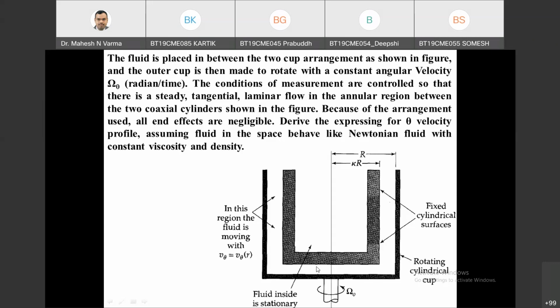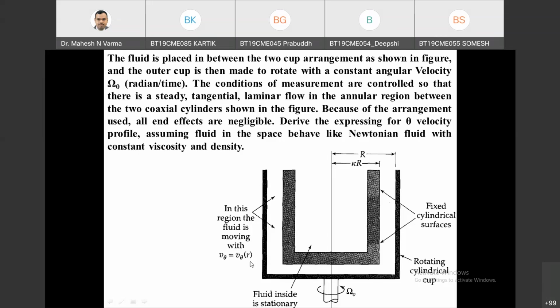At the end, there will be some variation of V theta with respect to Z, but I am not concentrating on this region. My region of interest is only this. In this region, V theta is a function of r only. Hence, I can say that V theta is not a function of theta because the problem is symmetric around theta. V theta is not a function of Z because end effects are neglected. So I am neglecting all end effects.